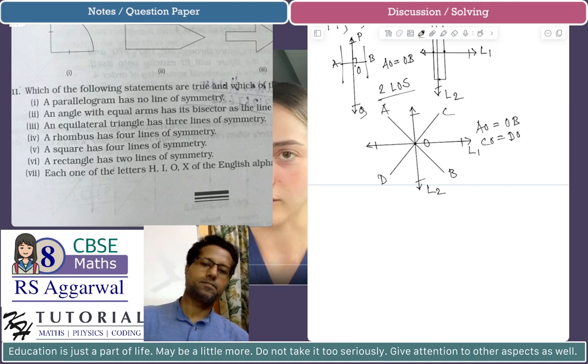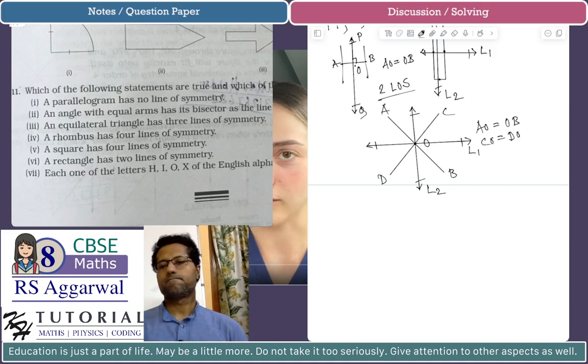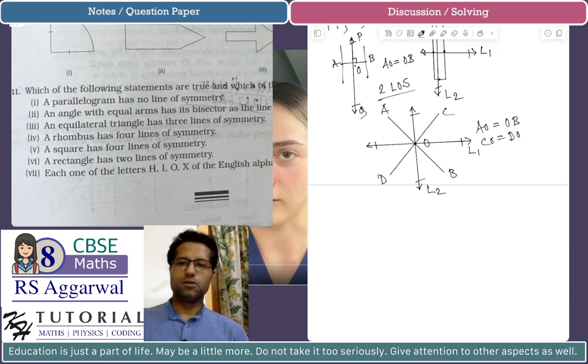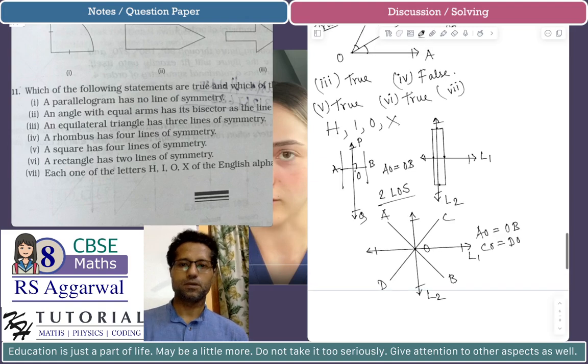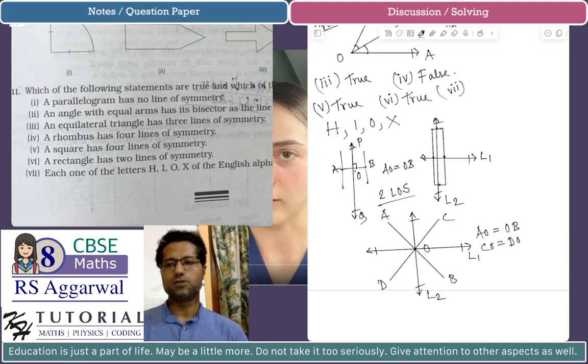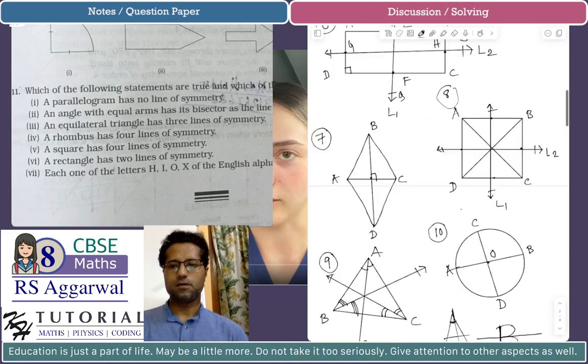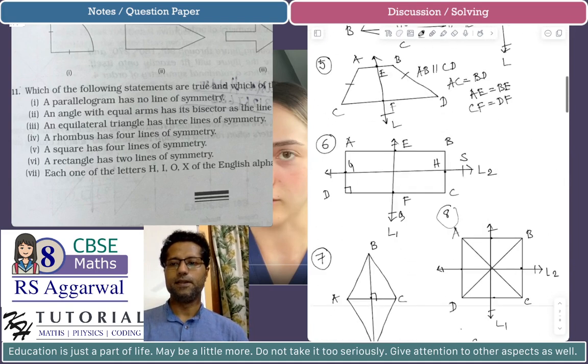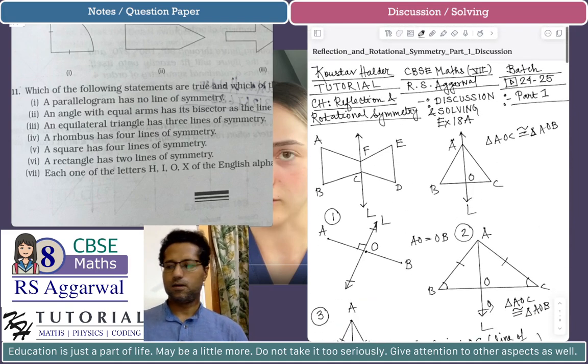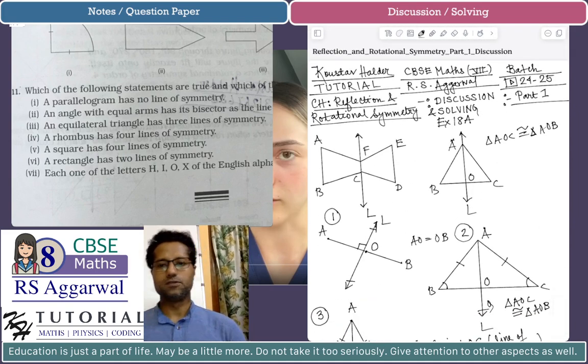So X has two lines of symmetry. So this is a true statement. All the letters H, I, O, X have two lines of symmetry. So 7 is also true. So this brings to an end in solving most of the problems of exercise 18A, which is based on the reflection symmetry.